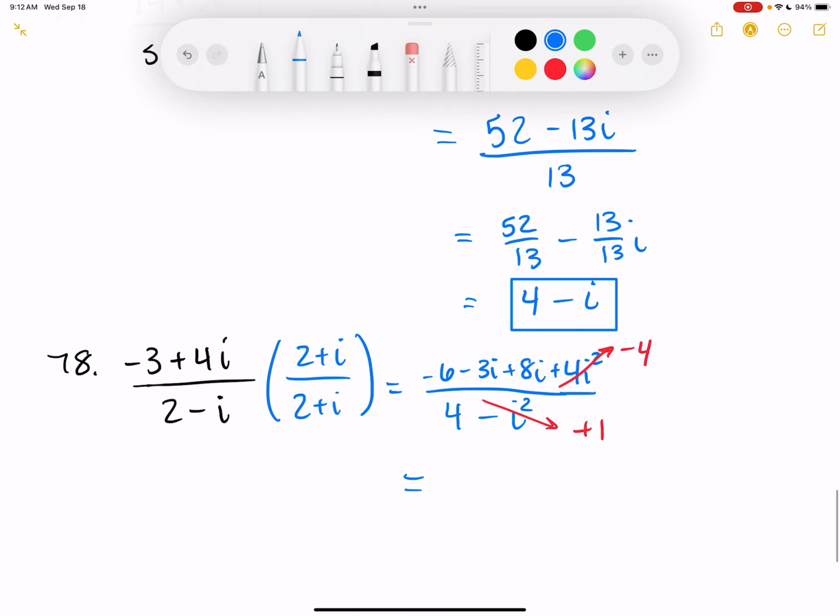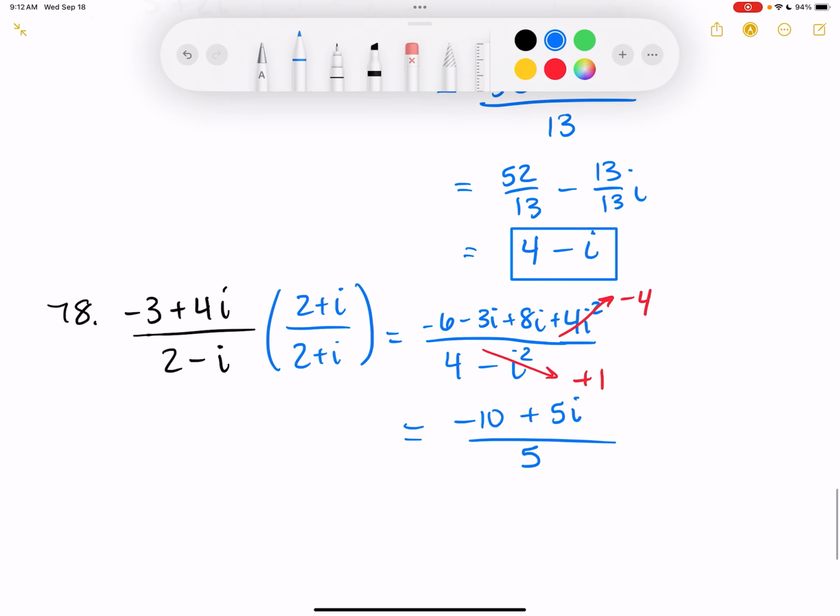So combining, I'm going to get (-10 plus 5i) divided by 5. Need to split it up: -10 over 5 plus 5 over 5i. Reduce: -2 plus i.